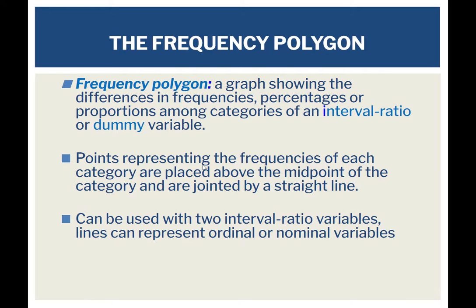Next up, we have a frequency polygon. A frequency polygon is a graph that shows the differences in frequencies, percentages, or proportions among categories of an interval ratio or dummy variable. Points on this graph represent the frequencies of each category, and those are placed above the midpoint of the category and joined by a straight line. You can use a frequency polygon with two interval ratio variables, and lines can represent ordinal or nominal variables.